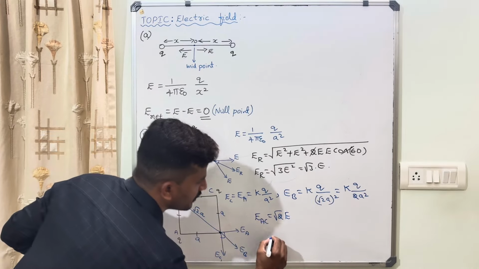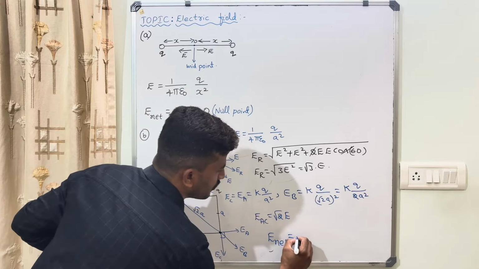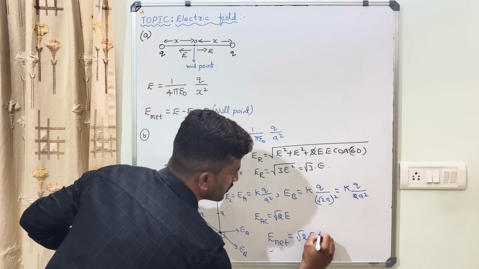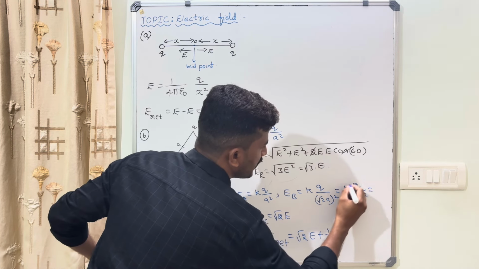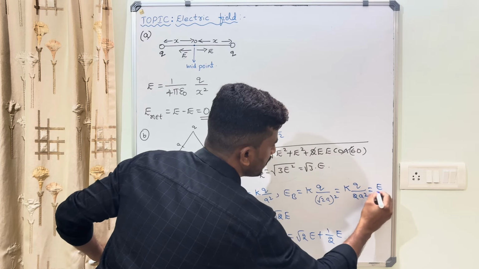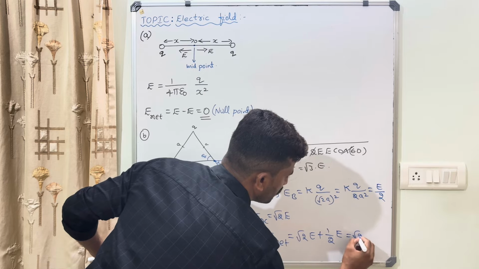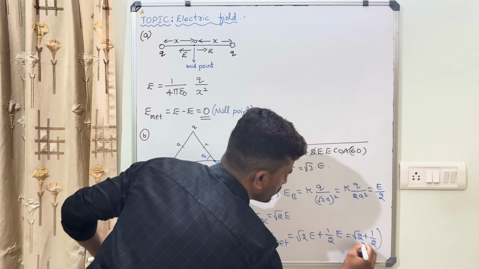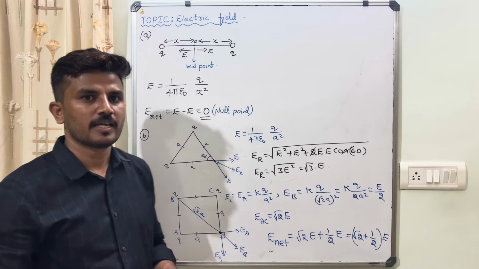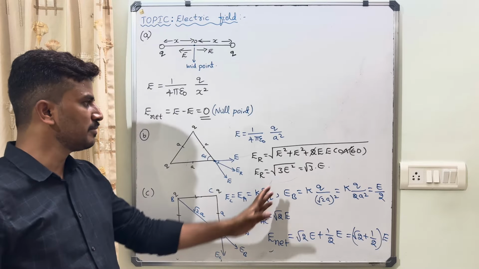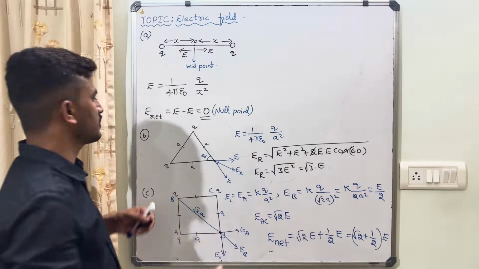Just add these two, you will get net electric field. Net electric field is equal to root 2E plus this one is 1 by 2E. This is KQ by A square, which is E divided by 2. Okay, just take E common, we will get root 2 plus 1 by 2 E is your answer. Any doubt in this? Similarly, in the exam, in the board examination also, they will give two charges.